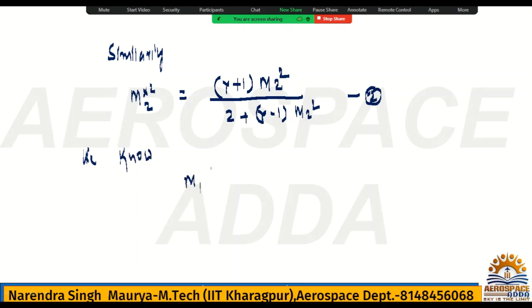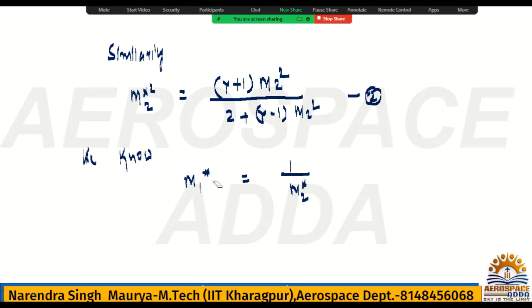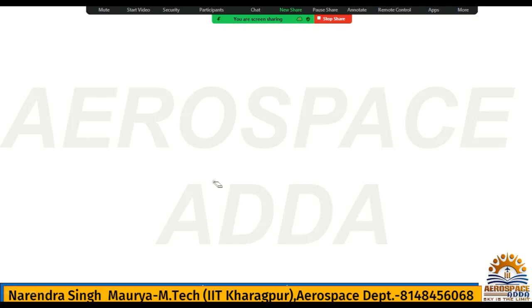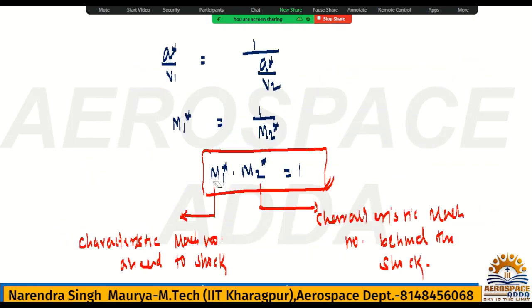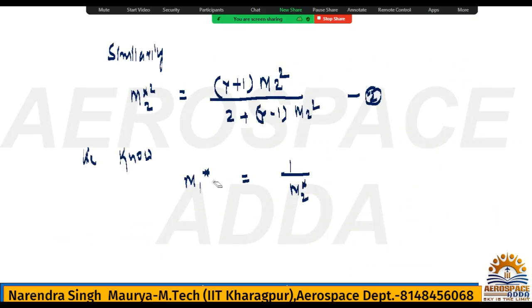Now we know M1 star square is equal to 1 by M2 star square. Let me remove this, otherwise you may think how this came. Just now I had written here M1 star is equal to 1 by M2 star. This is the Prandtl-Meyer result.